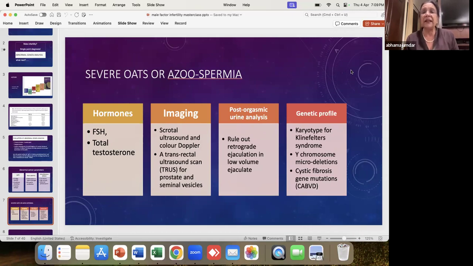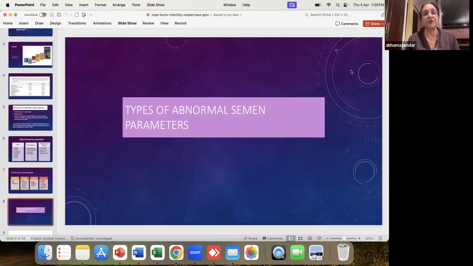And genetic profile, if there is azoospermia or very little sperms, then we have 3 genetic tests. One is karyotype for Klinefelter syndrome, Y chromosome microdeletions, and cystic fibrosis gene mutations. Now, these are all different things. You just can order these and sit back. You don't have to put your head, because you will have a good referral system in front of you for what to do.